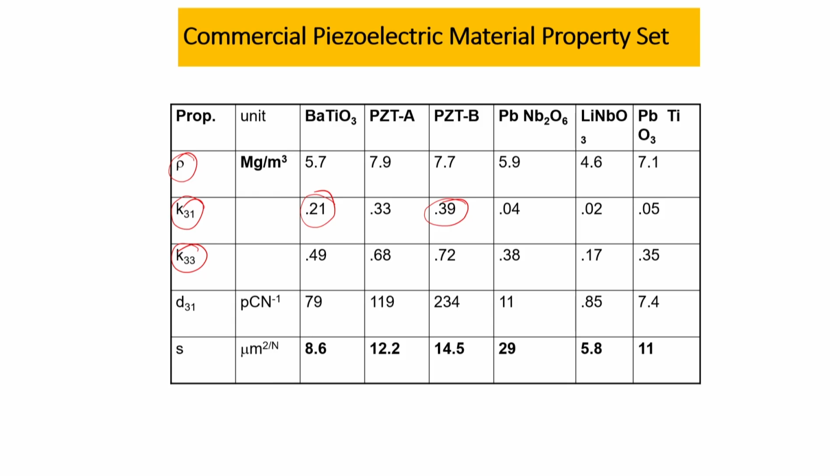You can also see that K33 mode is actually much better, because K33 corresponds to 72% of energy that can get transformed, and the D31 is simply the electromechanical coupling coefficient in terms of picocoulomb per Newton, and the last column is the compliance modulus of the system. So, this S is not the strain, that is the compliant modulus.